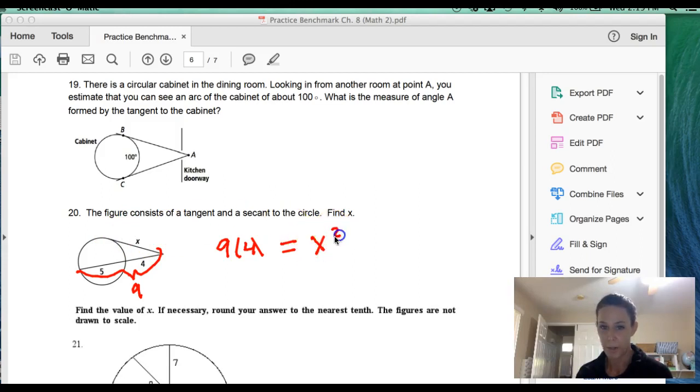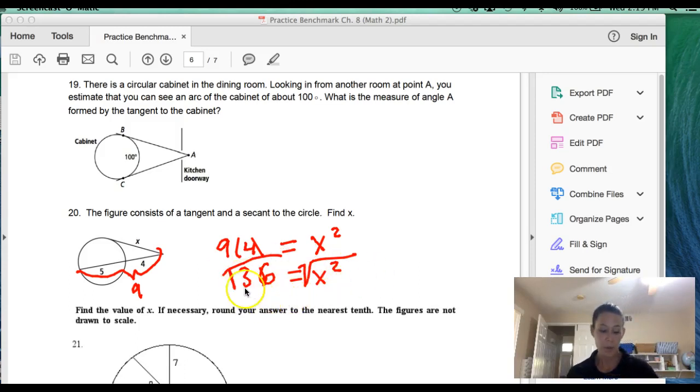x, which is x squared. All right, 9 times 4 is 36. Square root both sides. When you do square root both sides, you get a plus or minus solution, so you do get plus or minus 6. However, we are dealing with length, and we only care about the positive. That length would be 6.